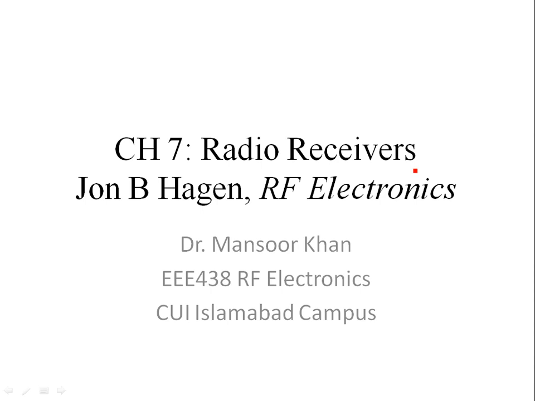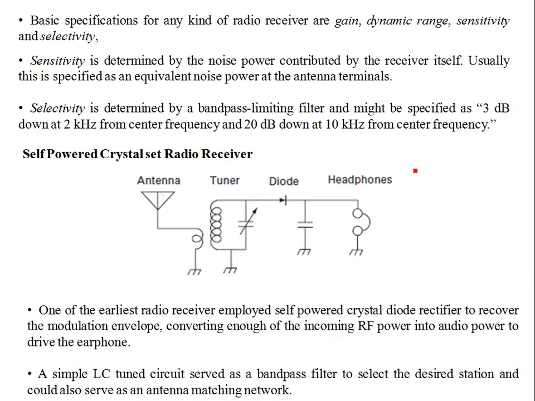And to start, before that, let's consider some specifications for any kind of radio receiver, whether it is an AM receiver, an FM receiver, or a television receiver. There are four basic specifications that need to be specified before you design the system for reception. The first is the gain.